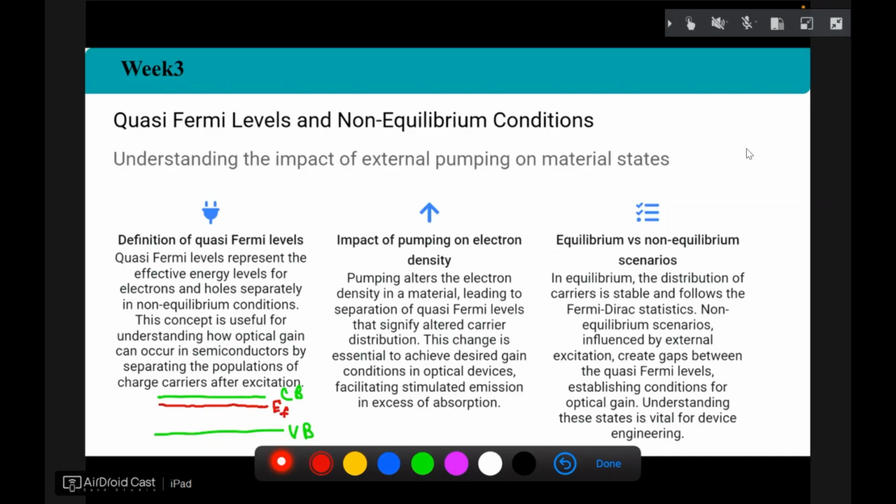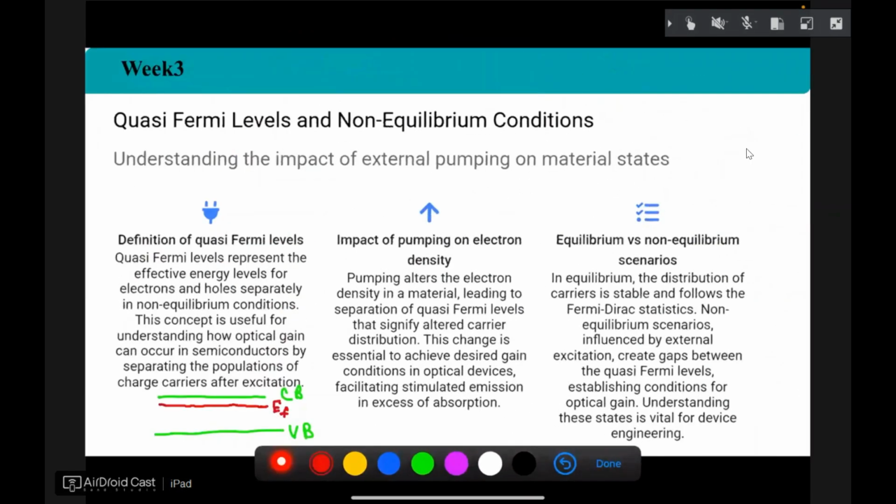So, what are equilibrium versus non-equilibrium scenarios? In equilibrium, the distribution of carriers is stable and follows the Fermi-Dirac statistics. Non-equilibrium scenarios influenced by external excitations create gaps between the quasi-Fermi levels, establishing conditions for optical gain. So understanding these states is vital for device engineering.